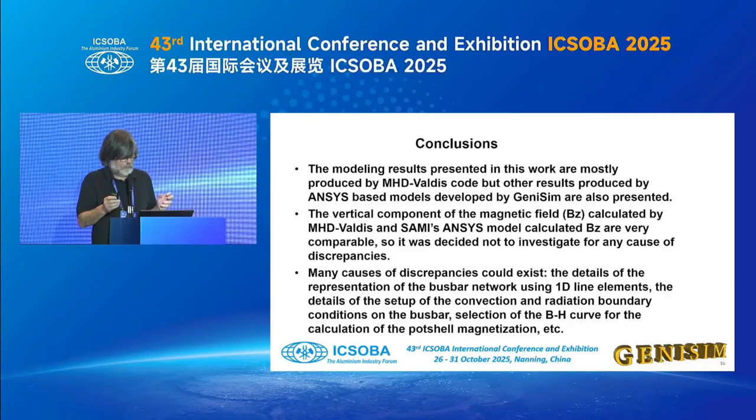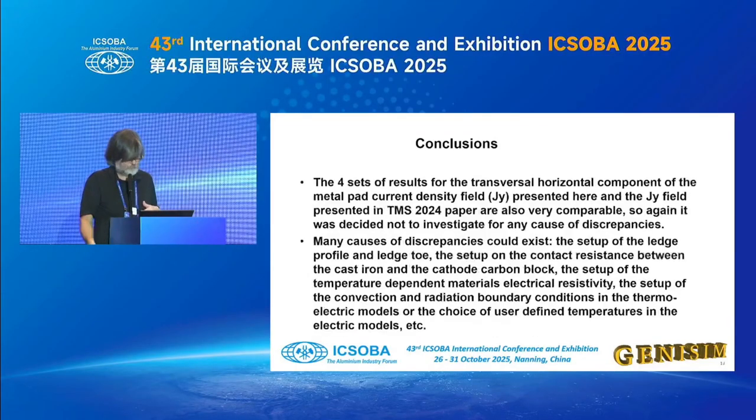But if I would have seen a discrepancy, I would have investigated those things, but it was not required. Same thing for the current density. There's a lot of reasons for possible discrepancy: the way you handle the contact resistance, the choice of temperature if you're using only a thermal and electric model, like one of my models was, and some properties. But again, it was not required to investigate.